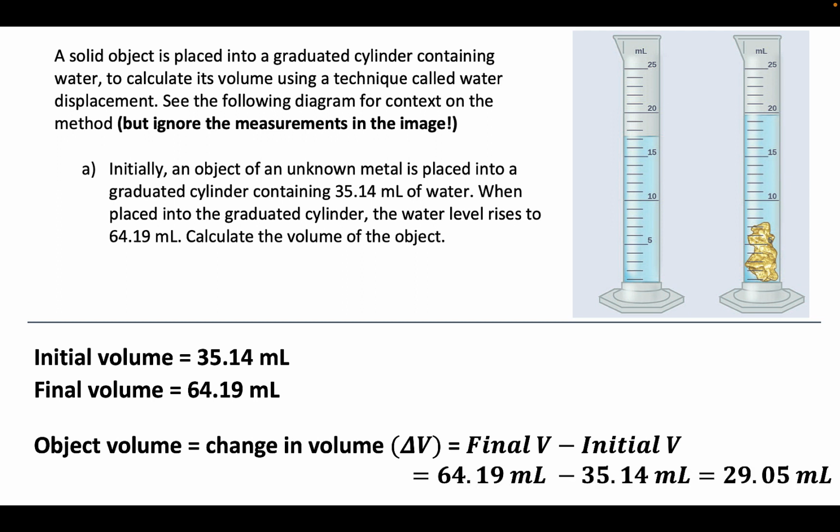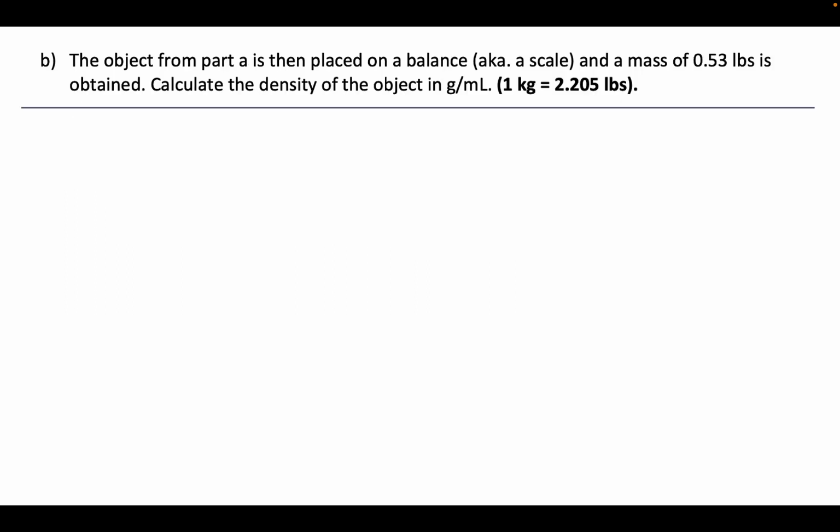Then we just go ahead and use those numbers that we've already determined. These would be things that you would read off of a graduated cylinder in a lab, and therefore the volume of this object is 29.05 milliliters, and that's the answer to part A.